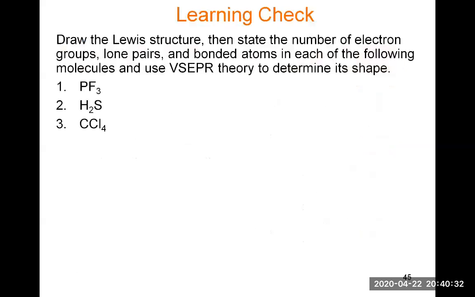So let's practice this and draw the Lewis structure and then state the number of electron groups, lone pairs, and bonded atoms in each of the following molecules, and then use the VSEPR theory to determine the shape of the molecules. So I want you to pause the video and work this on your own before you watch for the answer. It is important that you practice.